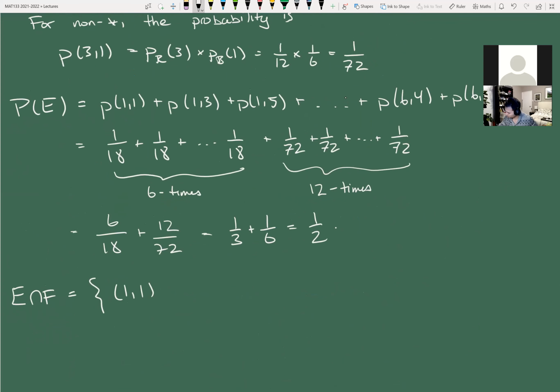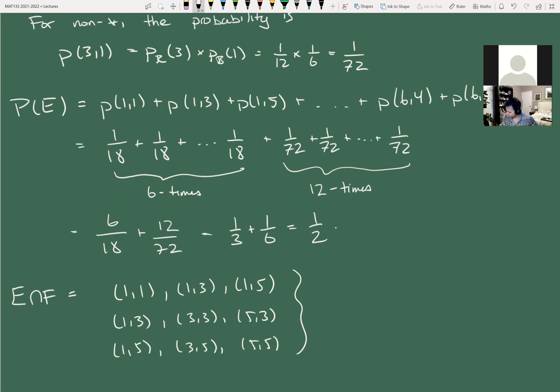So this is going to be 1, 1. Second die is odd. 1, 5. And the sum is even. So this is going to be 1, 3, 3, 3, 5, 3, and 1, 5, 3, 5, 5, 5. Is that right? Pretty sure that's all of them.